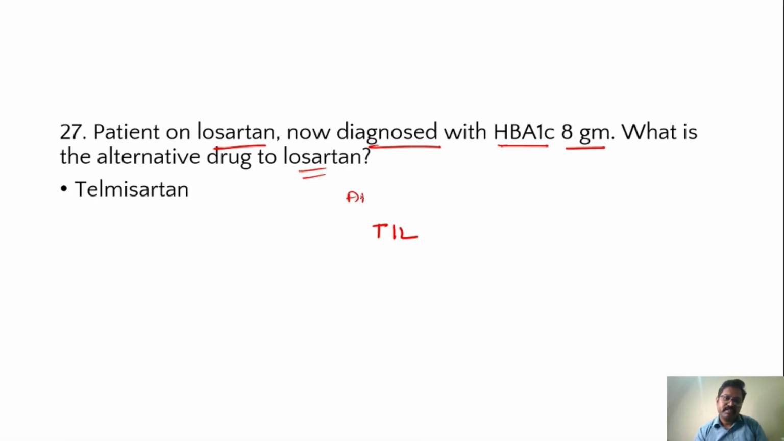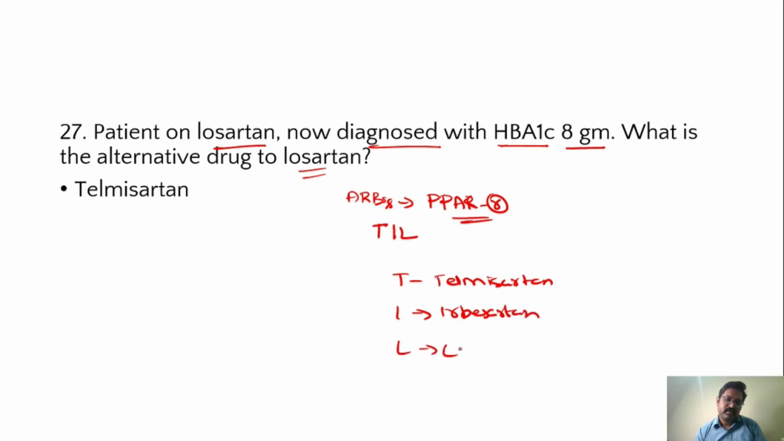So ARBs which are having peroxisome proliferator activated receptor gamma activity. They are TIL. T stands for telmisartan, I stands for irbesartan, and L stands for losartan. So these are the drugs which can be used.